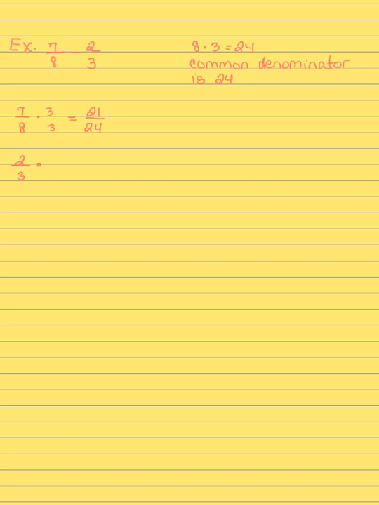Now I'm going to take 2/3 and multiply both the numerator and the denominator by 8. And that is going to give me 16/24. Now that I have a common denominator, I am able to subtract. So I have 21/24 minus 16/24. And that will give me 5/24.